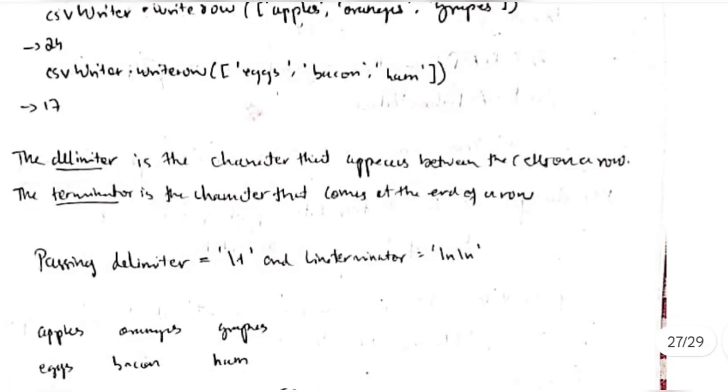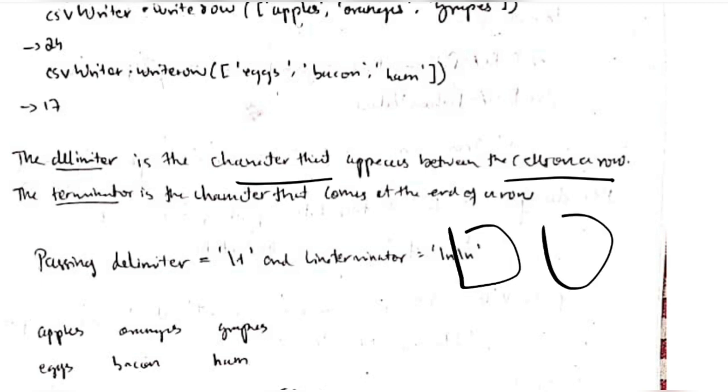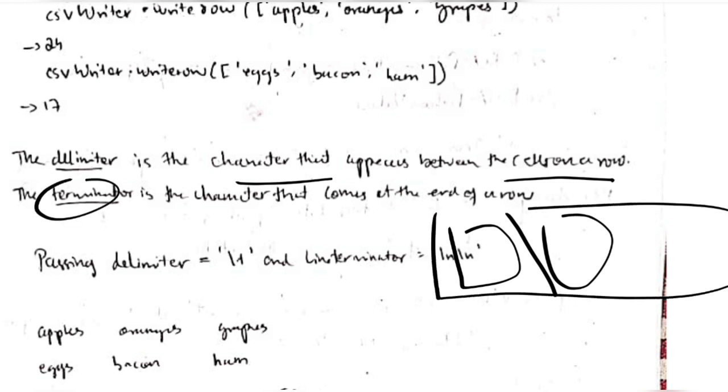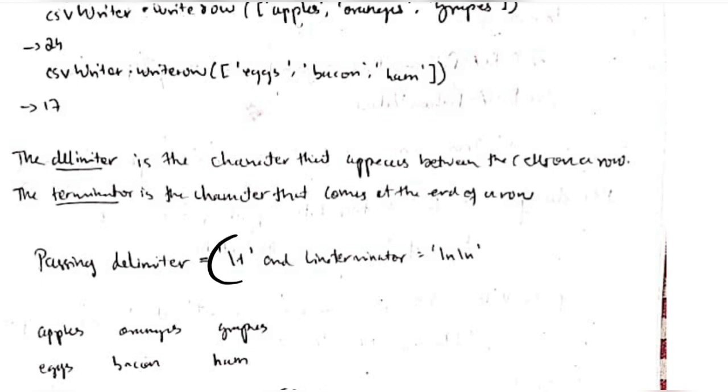The delimiter is the character that appears between the cells on a row. If you want to maintain a gap between the cells and separate the content of both cells, we can use the delimiter. The line terminator is the character that comes at the end of the row, after a row has been displayed. For the delimiter you can use /t. For the line terminator use /n.